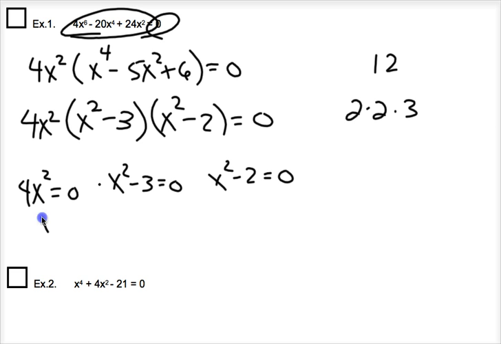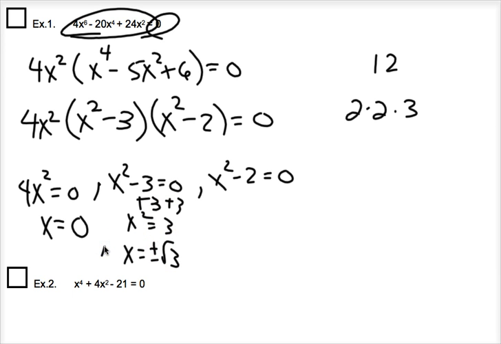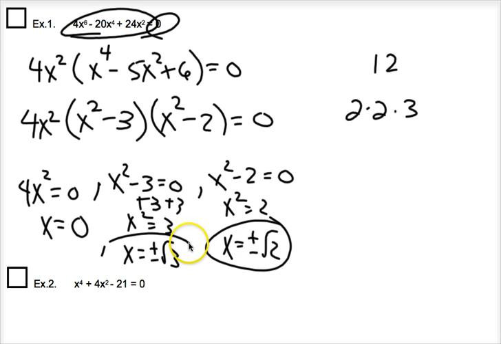What makes them equal 0? Well, this one would just be x is 0. This one over here, add 3, get x squared equals 3, square root, you get x equals plus or minus square root 3. Don't be that guy, make sure you get the plus or minus. Same thing over here, you get x squared equals 2, so x is plus or minus root 2. Those are your zeros. There are 5 of them.